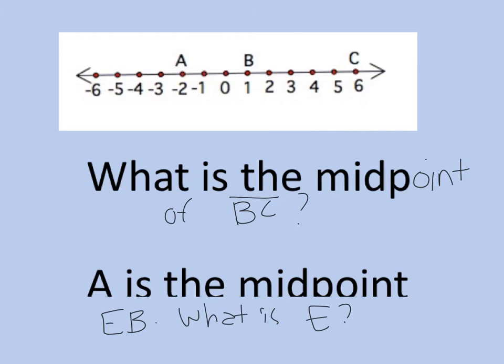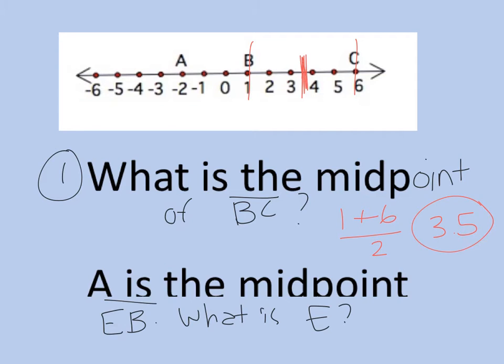For some reason the slide cut out, so I added: what is the midpoint of the segment BC? And the second question is, if A is the midpoint of EB, what is E? So the first question, what is the midpoint of BC? The midpoint is the average, the center of a segment. So if B is at 1 and C is at 6, I just add them and divide by 2. So the midpoint is 3.5, which looks like the center right there.